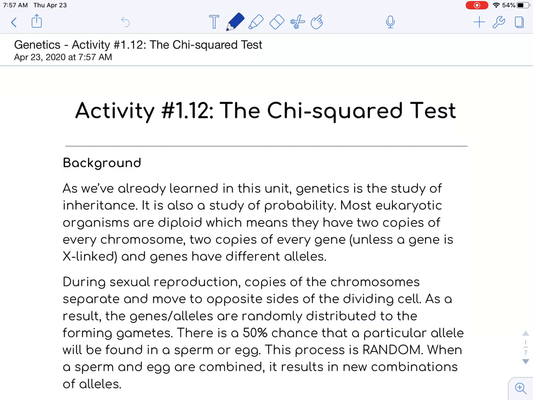Okay, good morning, bio students. I'm going to go over Activity 1.112 and show you how to do a sample calculation and give you some more background.